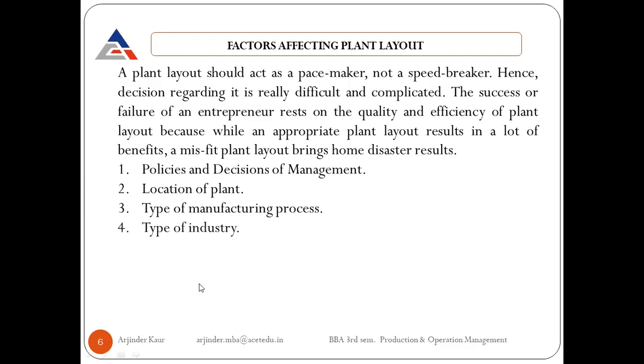Next is the type of industry. Whatever type of industry it is, the layout will also be dependent upon that. Next is the systems of production. System of production also influences the decisions related to the plant layout. There are five production systems in total. Means job, batch, project, mass production system, and the process production system. So our decision will be based on that.